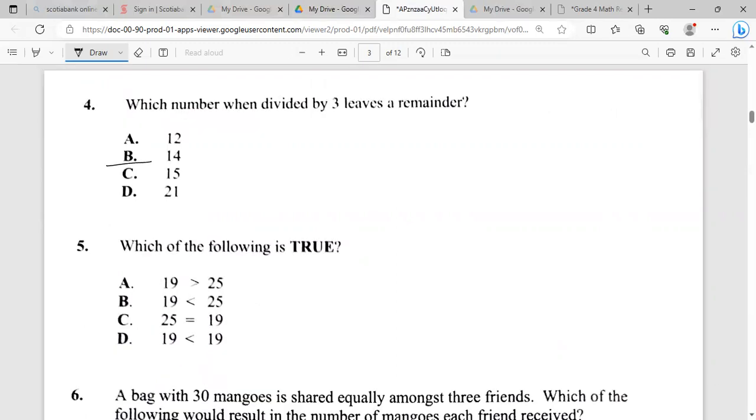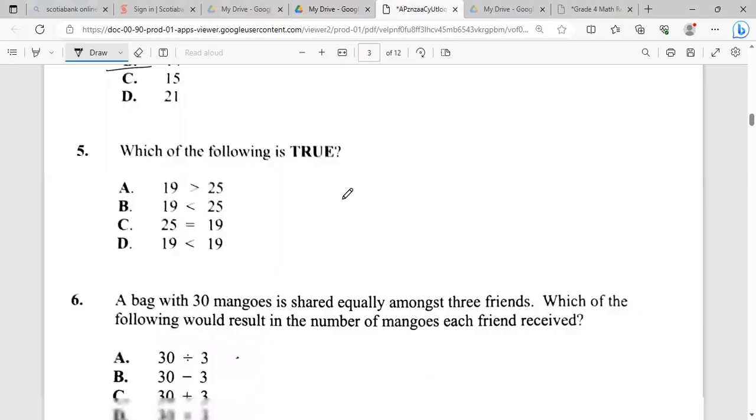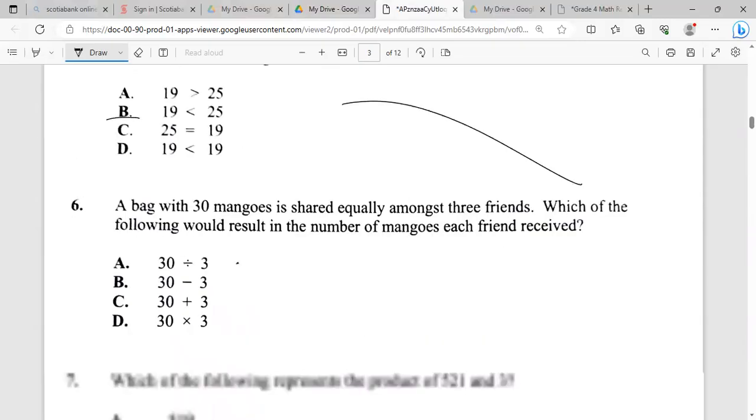Which of the following statements is true? 19 is greater than 25. 19 is less than 25, and that is B. That is true. All right. How many did you guys get correct?